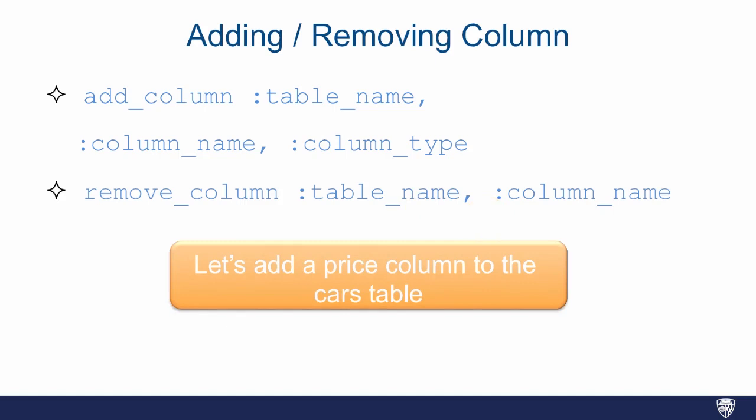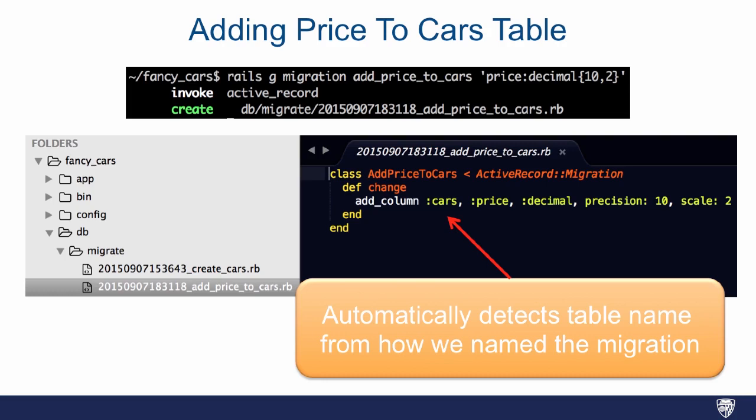So let's practice this and add a price column to a cars table. We're going to generate a migration that says Rails G migration, and we're going to do add price to cars. And we're going to specify which column to add. The column we want to add is price, and we're going to specify the exact type of it, decimal, and this is how you specify the scale and the precision, 10 and 2. Now, Rails, I should say Active Record, is actually smart enough to know that you want to add a column to a cars table.